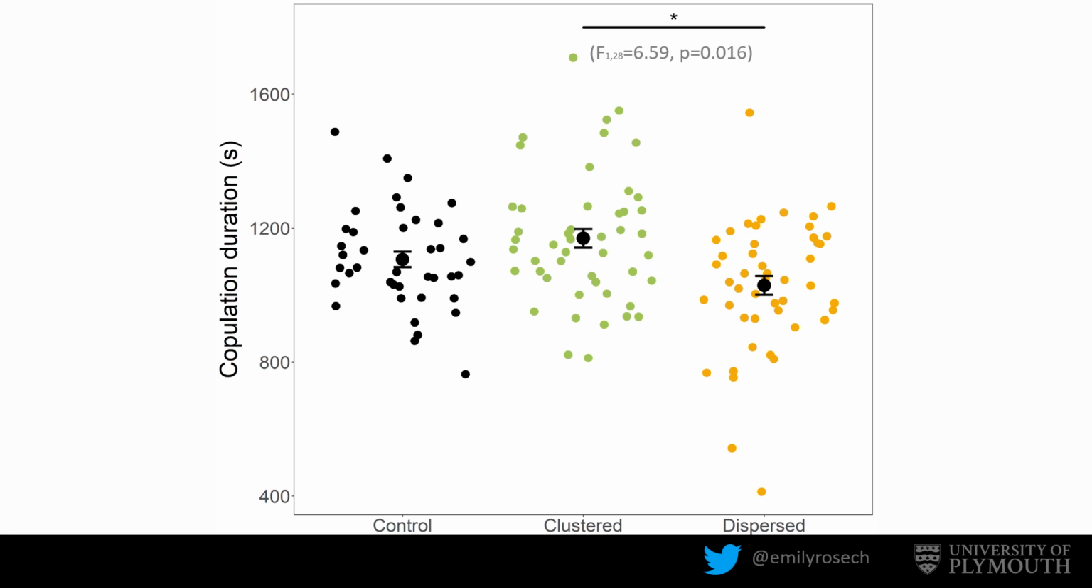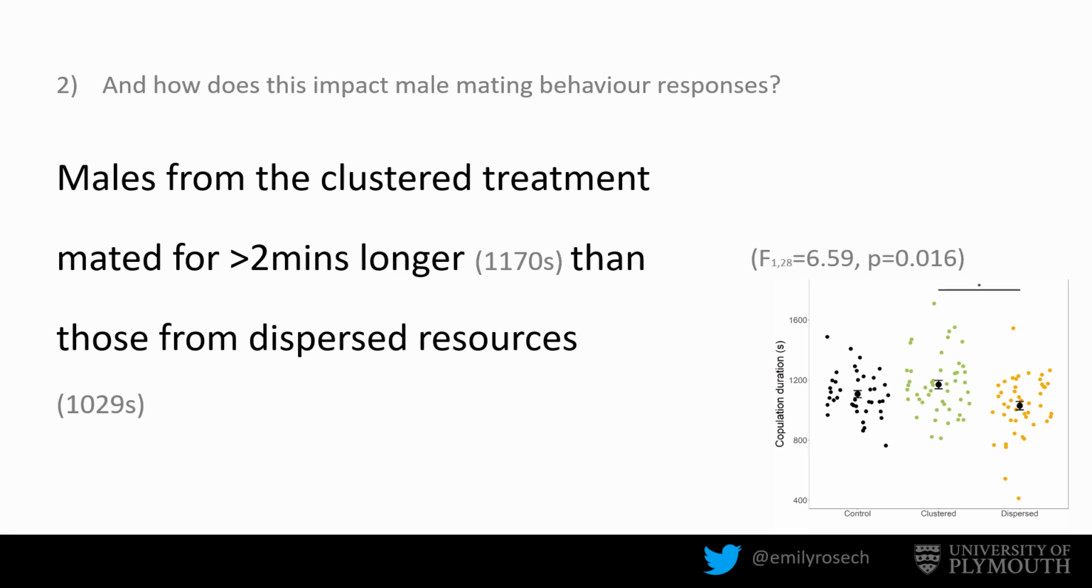The eagle-eyed of you may have noticed these 2 individual points, and we were worried that they alone were causing this result, so we retested this excluding those values, and the difference remained significant. So we are confident in this result. Males found in closer proximity to rivals mated for over 2 minutes longer than those on dispersed patches.